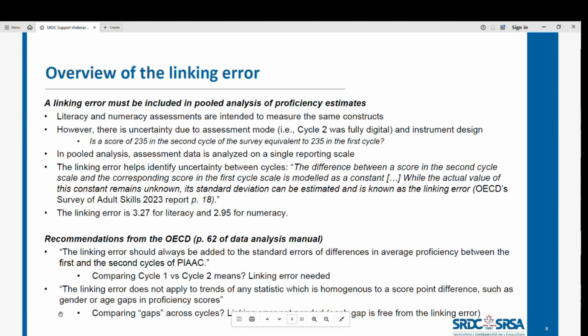But then they have a second quote where they say the linking error does not apply to trends of any statistics which is homogeneous to a score point difference, such as gender or age gaps in proficiency score. So if you're comparing gaps, say the difference in literacy scores by age in cycle 1 and cycle 2, you actually don't need this linking error. It's because this gap is free from the linking error that it shouldn't be incorporated. So I want to highlight that as your first consideration for running pooled analysis.